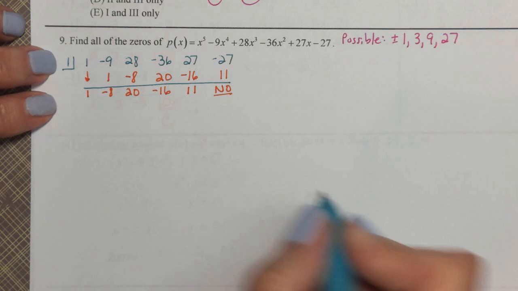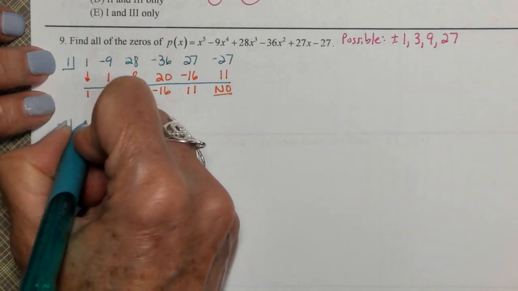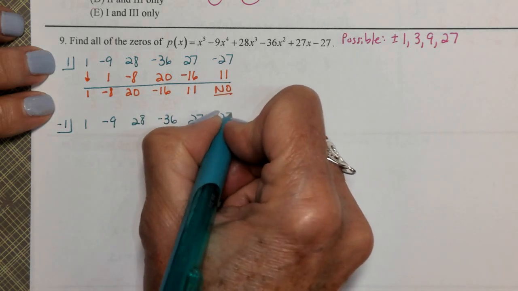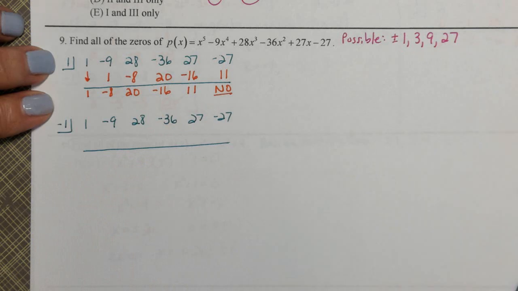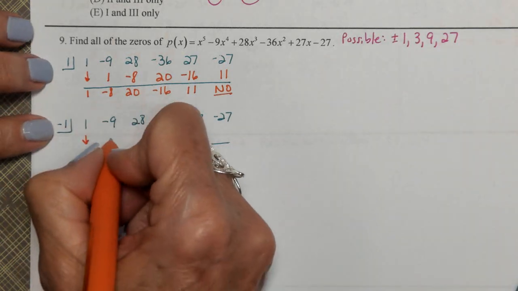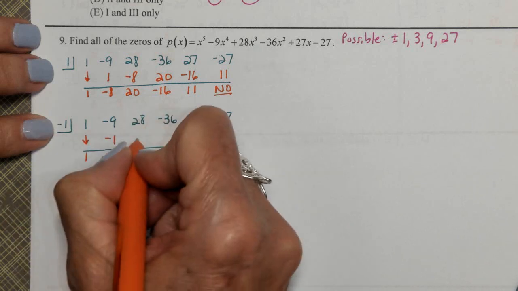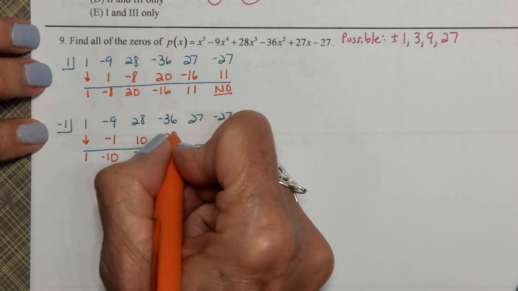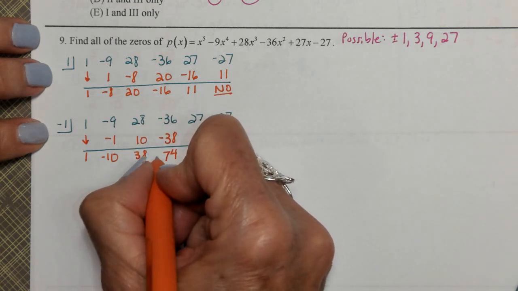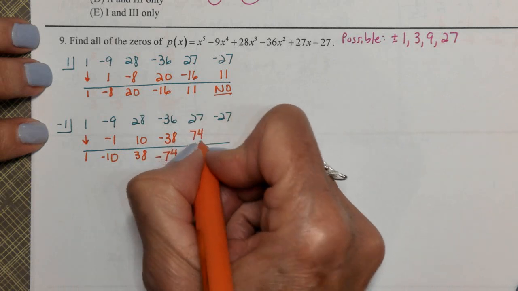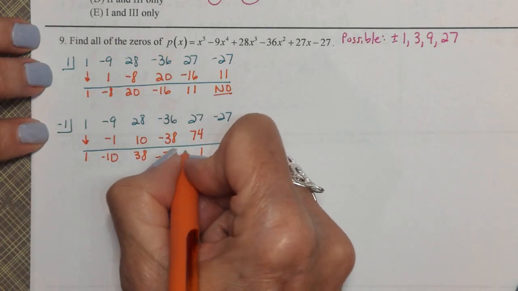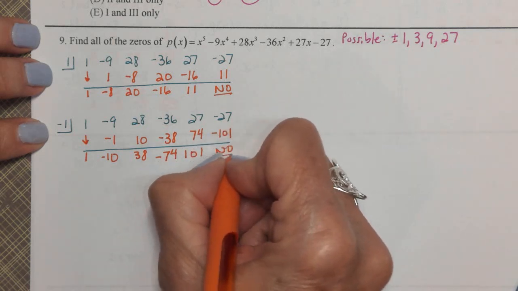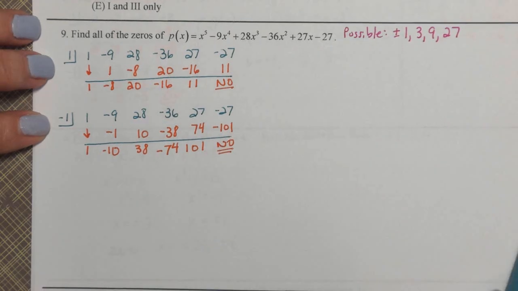So we try another one. We'll try a negative 1. Bring down our 1, multiply and add, multiply and add. Wow. Are we going to get a 0 there? Absolutely not. No way. Try 3.